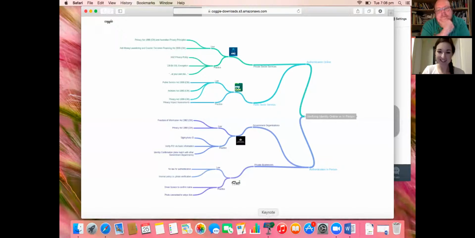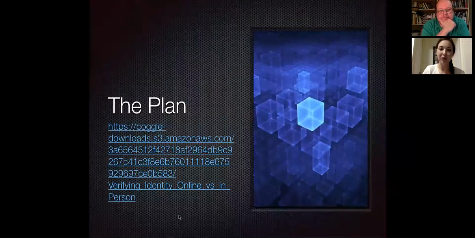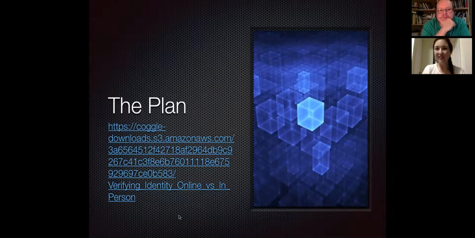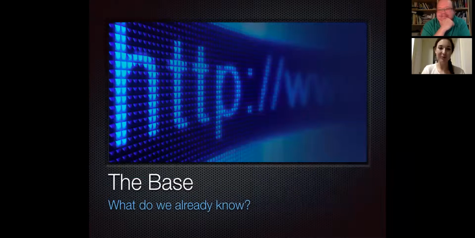So that is the Coggle. The idea was that people could hop onto that and add extra little branches off if they want to. So if anyone does get on board with that.